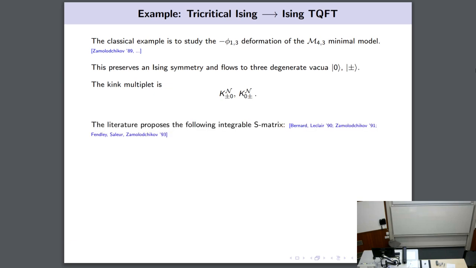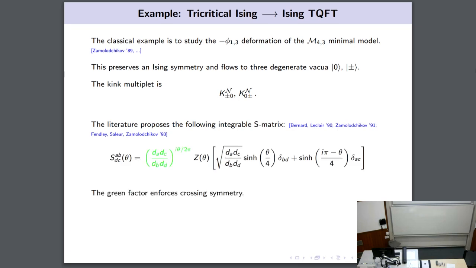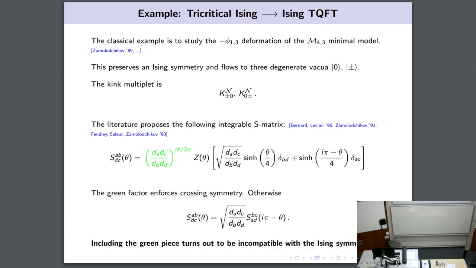And then in the literature there is the following S matrix with this green factor on top. The Z is a CDD factor, we don't care about it, okay? And the rest is the structure of the vacua. And the green factor, you have to put it to enforce crossing symmetry, otherwise it's not crossing symmetric. But what we'll see now is that this is incompatible with the non-invertible symmetry, the Ising symmetry. Zamolodchikov didn't impose this, but it's a fundamental statement that you have to make. And then you cannot do this part.